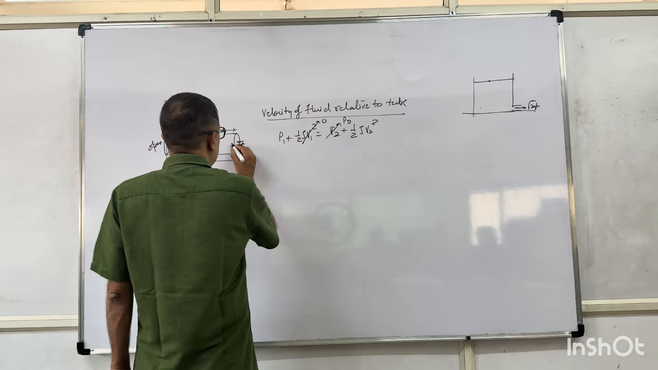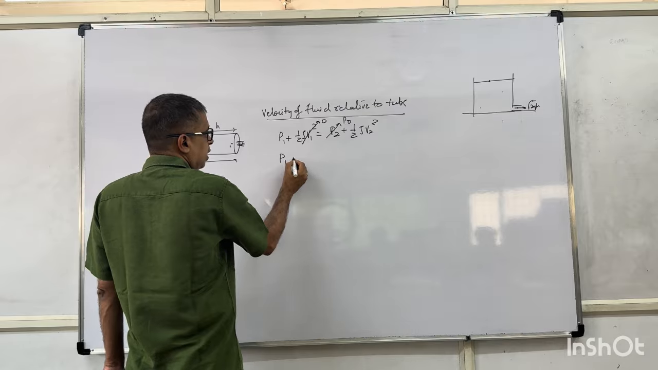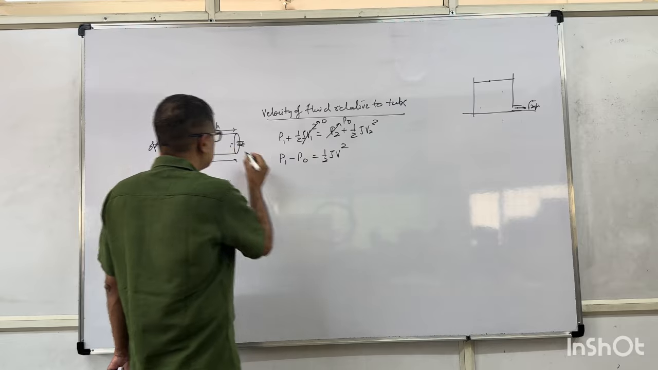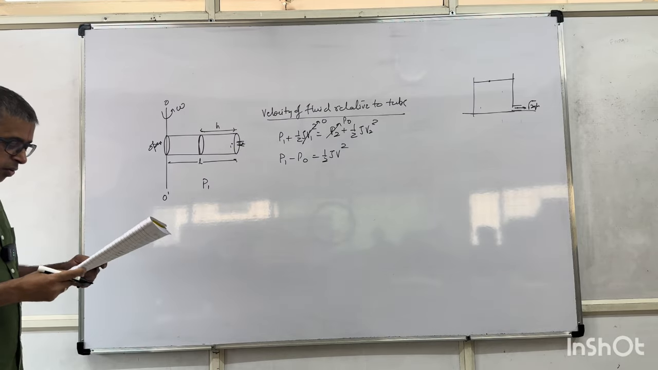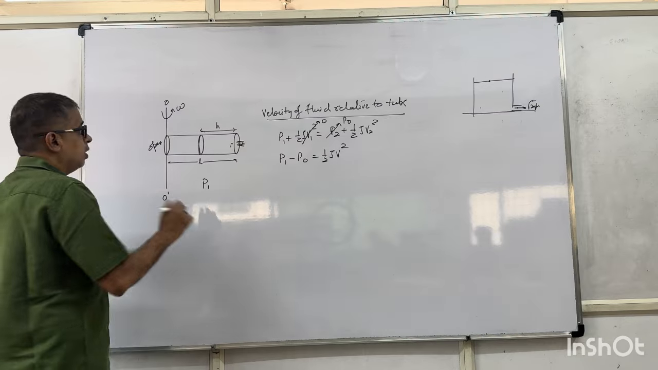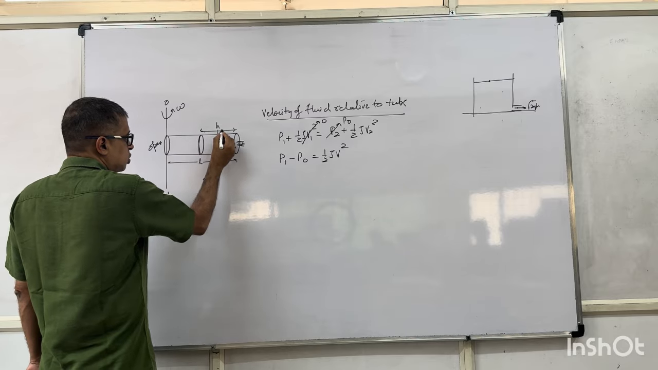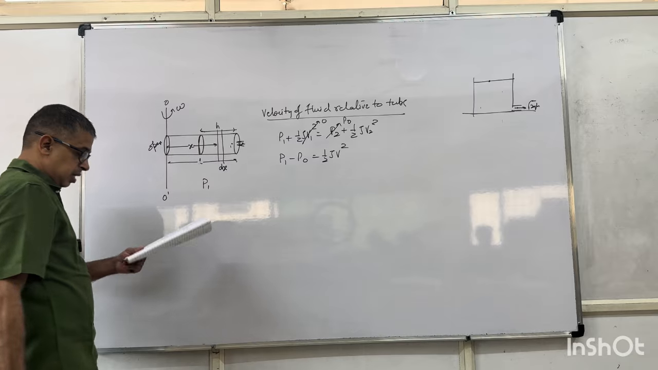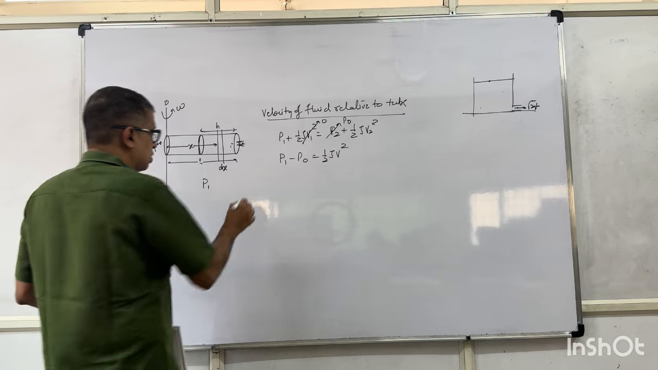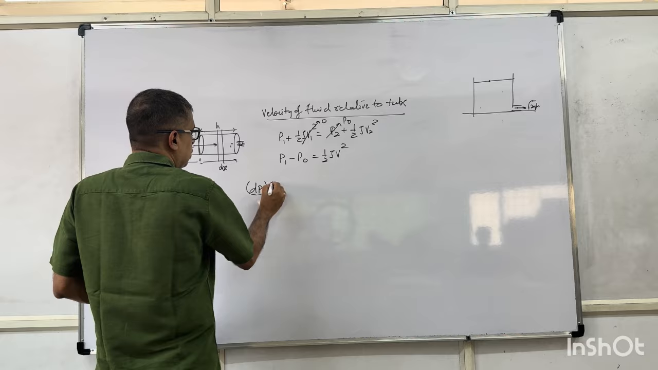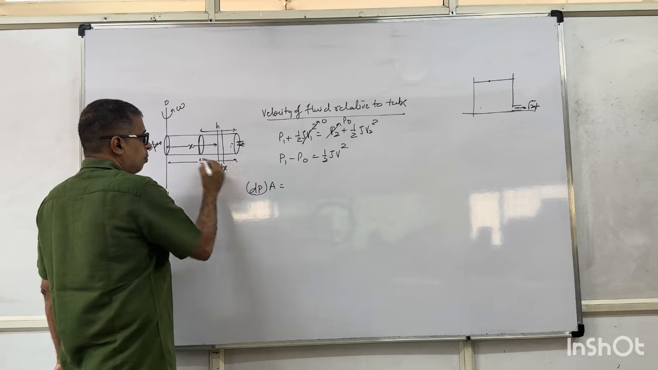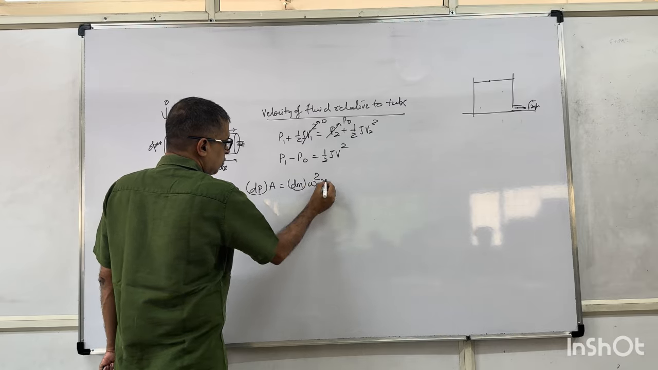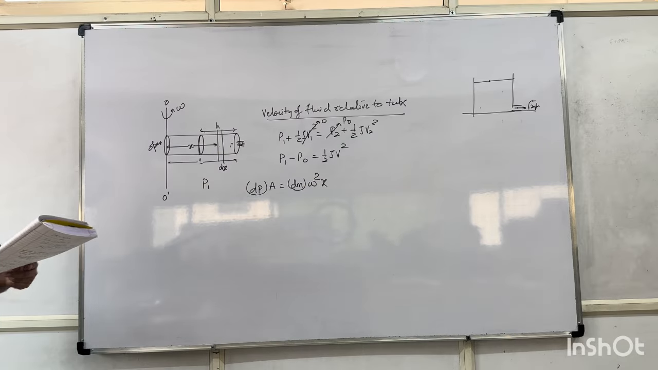Right? P1 minus P0 is half rho V square. V will be the velocity of the fluid at that particular point. Now consider one step. An element dx at a distance of x. An element dx at a distance of x. dp into area of cross section provides the required centripetal force: dm omega square x. Yes or no?